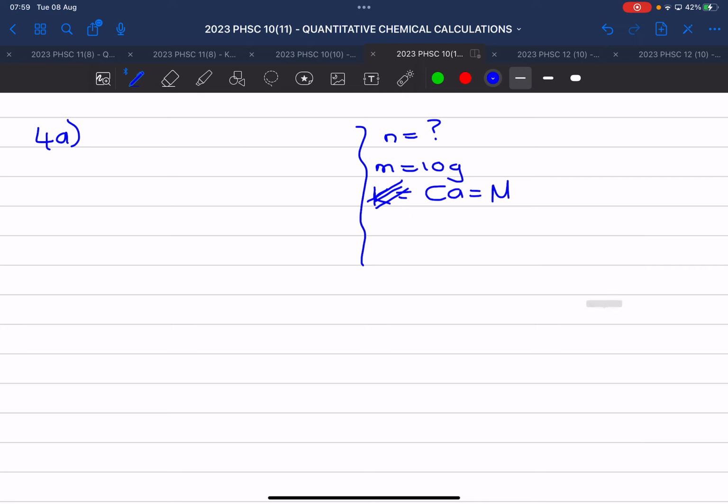They give it to you so that you can get the molar mass, and the molar mass for calcium is 40. Okay, so mol is mass over molar mass. The mass is 10, the molar mass is 40, and that gives you 0.25 moles.